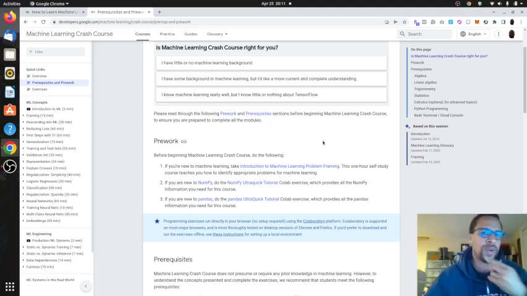So let's move forward by being top down instead of learning all the little things and finally doing something at the end, years later. Let's just learn what we need to learn and move forward. So the first thing we need to learn for this course is the pre-work, and that is the Introduction to Machine Learning Problem Framing.